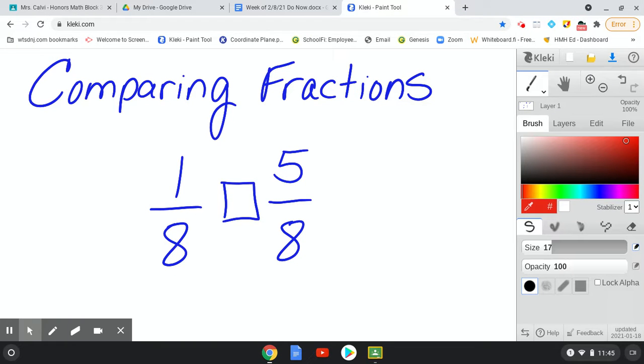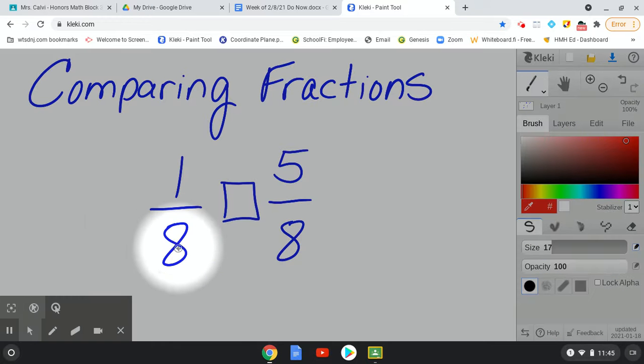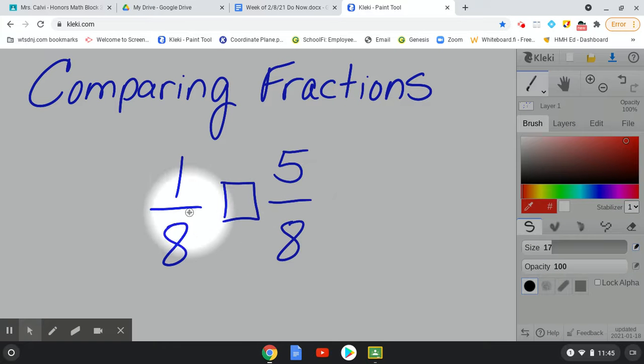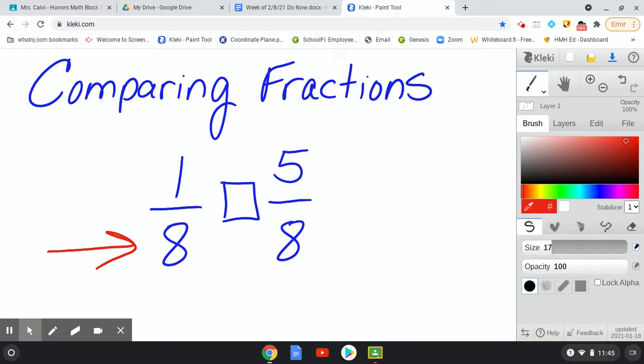Quick review on comparing fractions and ordering fractions. So here we want to compare 1/8 to 5/8, and we want to know if 1/8 is less than, greater than, or equal to 5/8. Well, when our denominators, the bottom number of our fraction, are the same, all we need to do is look at our numerators and look to see, well, 1 is less than 5.